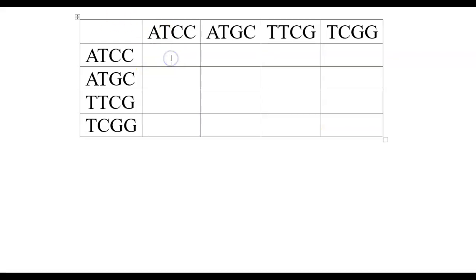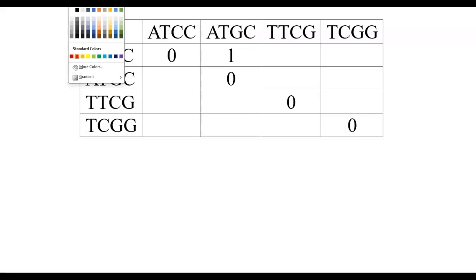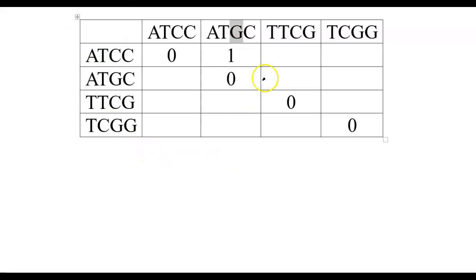Obviously the distance between these is 0, as you can see down the line, because those are clearly the same sequence. So what's the difference between ATCC and ATGC? You can see that there's one difference, and because of that, we put a number 1 right there. That is what we're going to do to create the entire rest of the chart. I'll do one more for you.